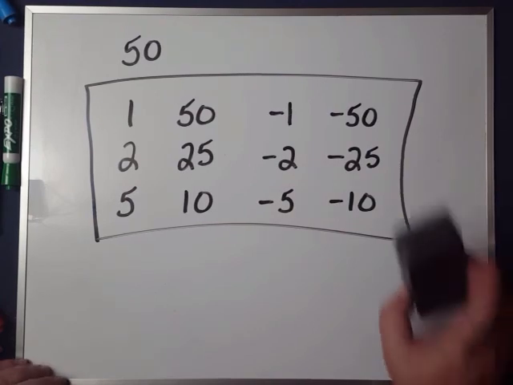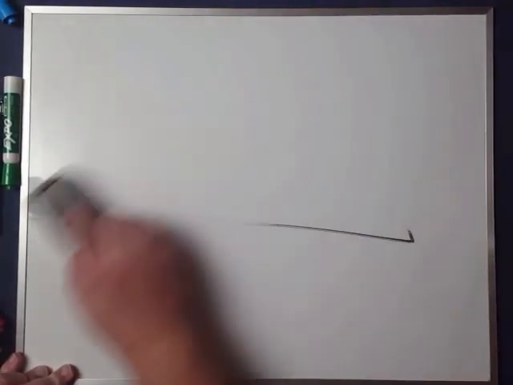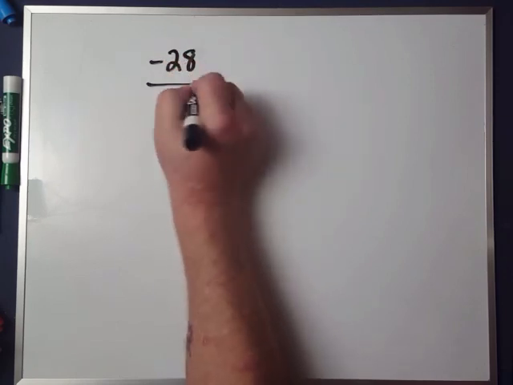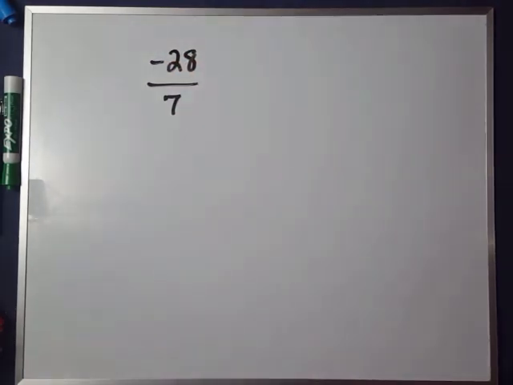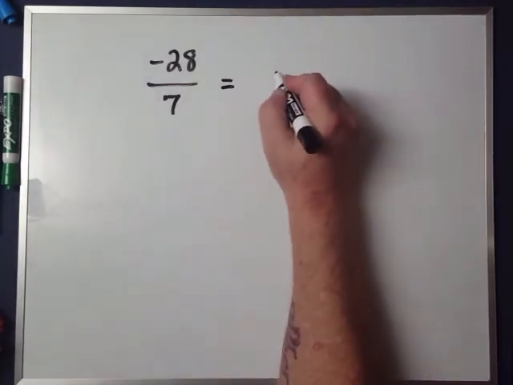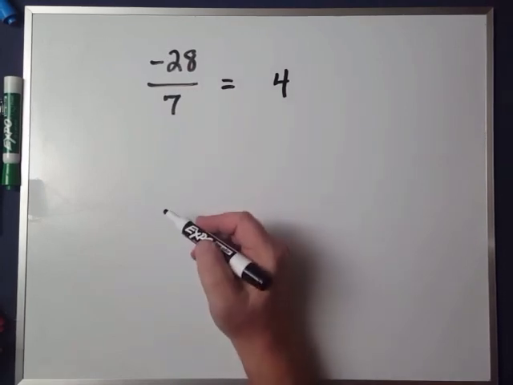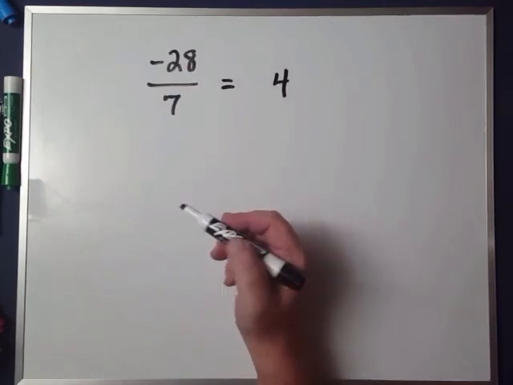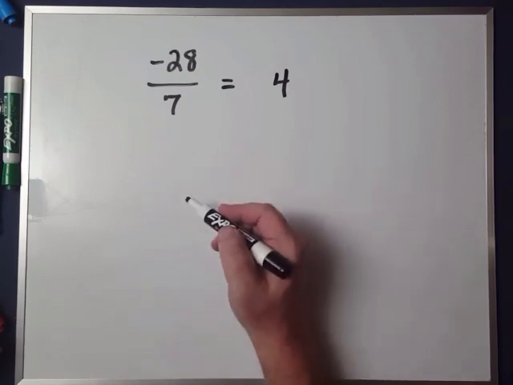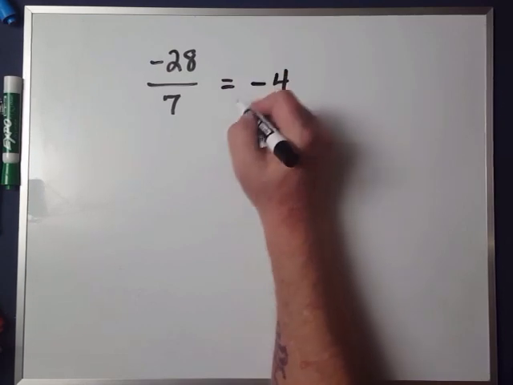Let's do a couple of division problems. Here in our homework set at the bottom of the page, let's look at number 38. Negative 28 divided by 7. Well, 28 divided by 7 is 4. A negative divided by a positive. Remember, the rules are the same for division as they are for multiplication. So we're dividing numbers of opposite sign. My answer will be negative.